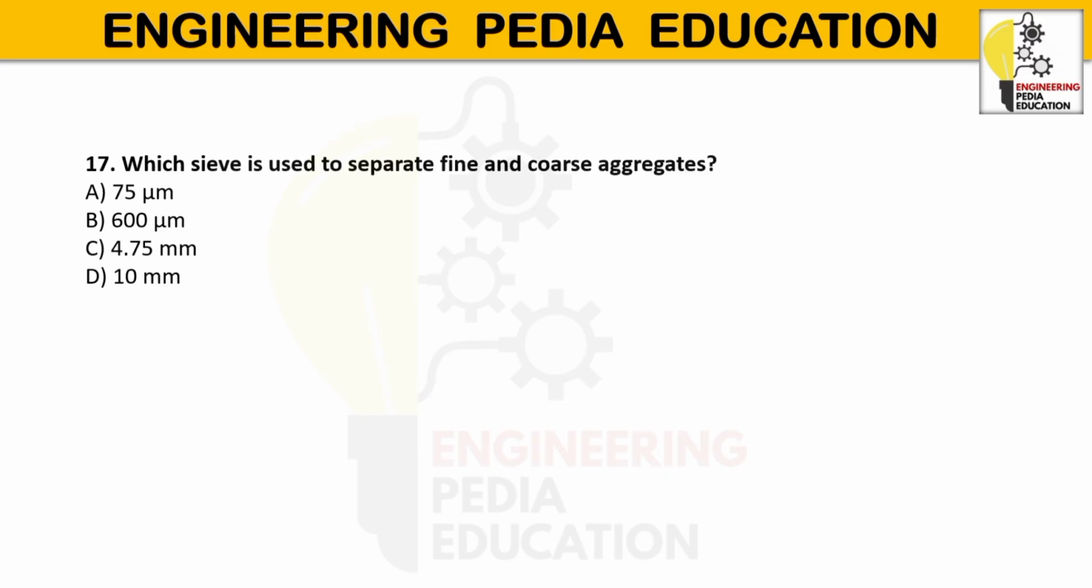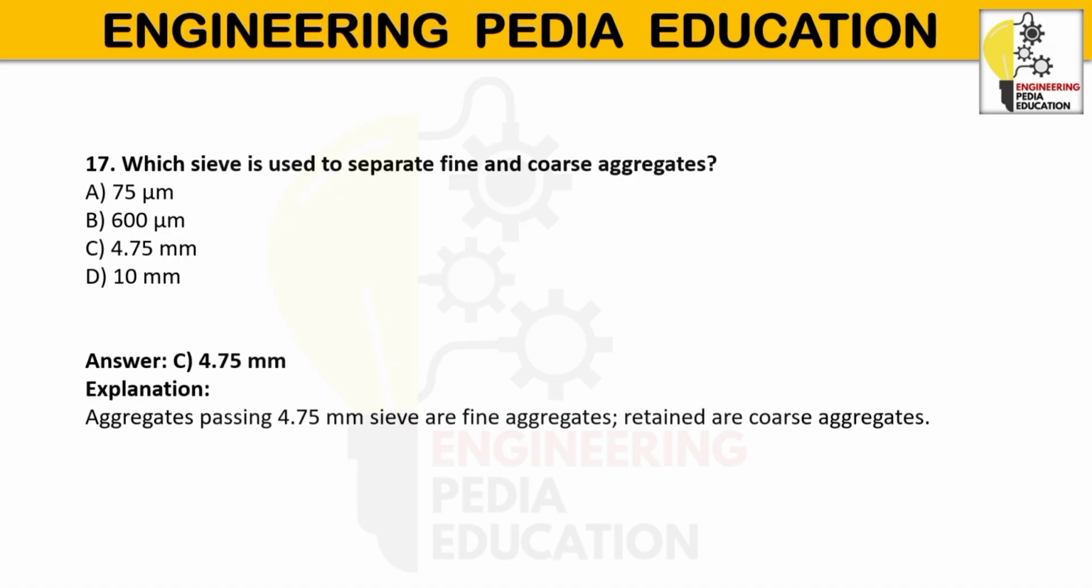Which sieve is used to separate fine and coarse aggregate? 75 mm, 600 micron, 4.75 mm, 10 mm. So the correct answer is 4.75 mm. Aggregate passing the 4.75 mm sieve is fine aggregate, and aggregate retained is coarse aggregate.